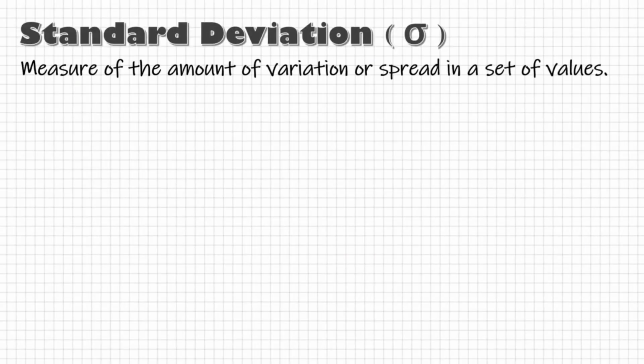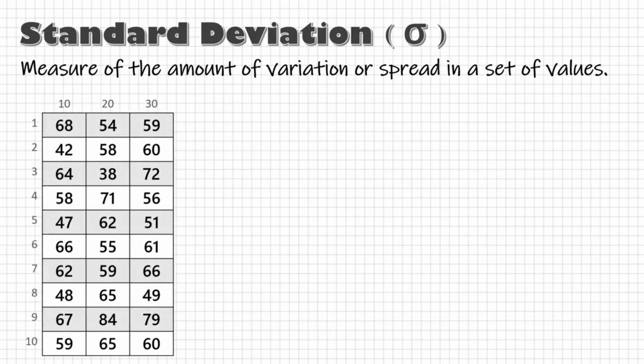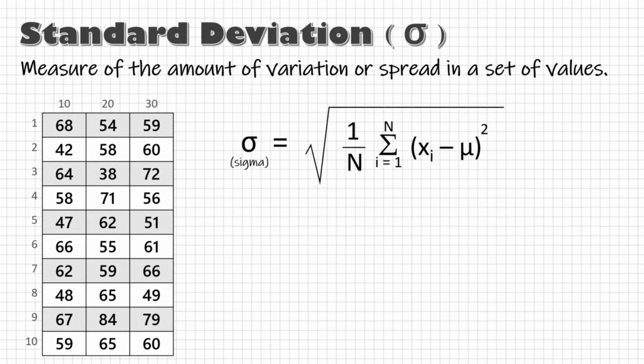Standard deviation: a measure of the amount of variation or spread in a set of values. Suppose this is the actual measurement of 30 parts from a process, then standard deviation can be calculated using this formula. Seems complicated, right? Let me explain.